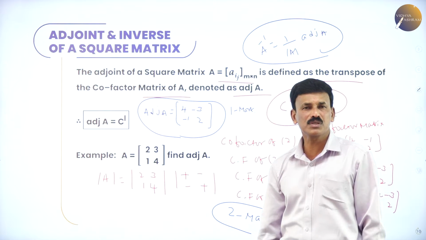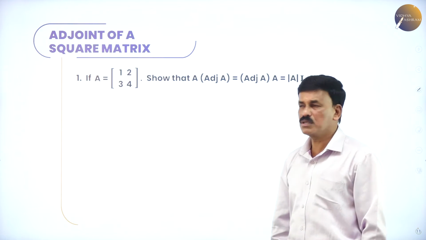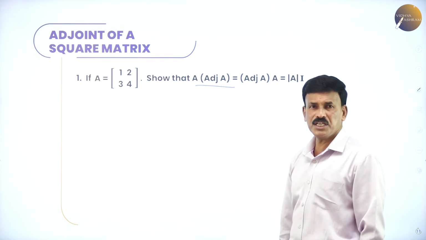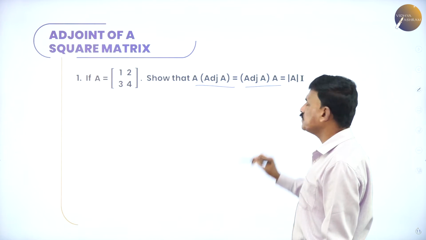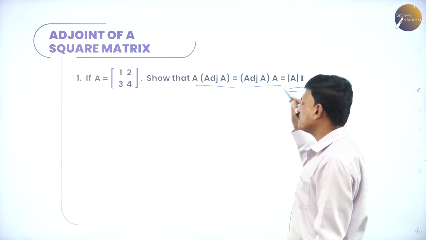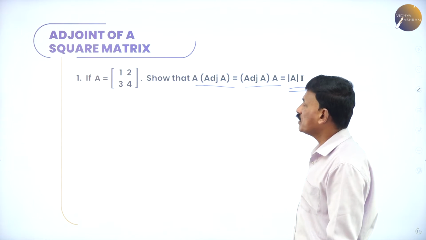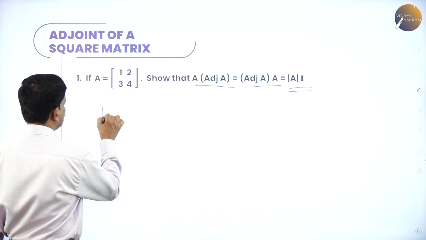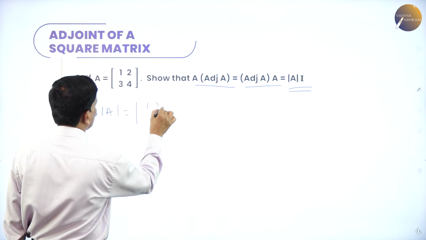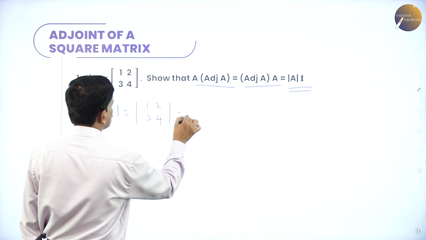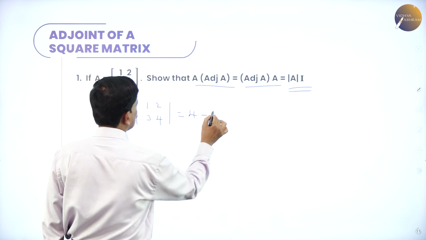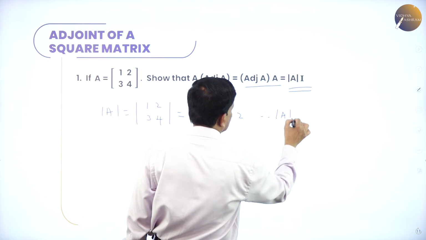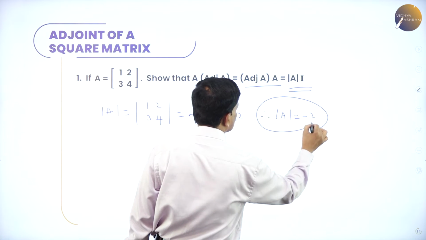Now, let us take a few problems based on this. Now, let us come to this problem. If A is equal to [1, 2; 3, 4], show that, this is a very important property, A into adjoint of A is equal to adjoint of A into A is equal to determinant of A into I. Now, a very important problem indeed. Let me find out first the determinant of A. Determinant of A is equal to determinant of [1, 2; 3, 4]. This is equal to 1 4s are 4 minus 3 2s are 6. This is equal to minus 2. So, therefore, determinant of A is equal to minus 2.